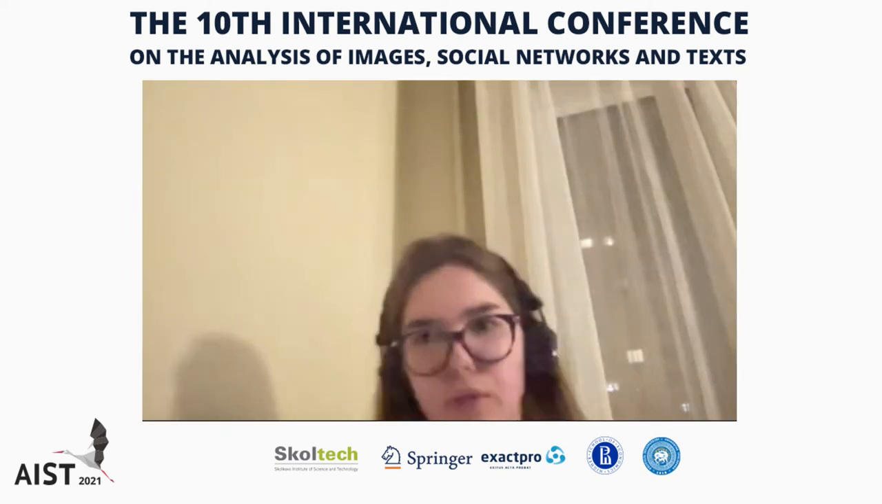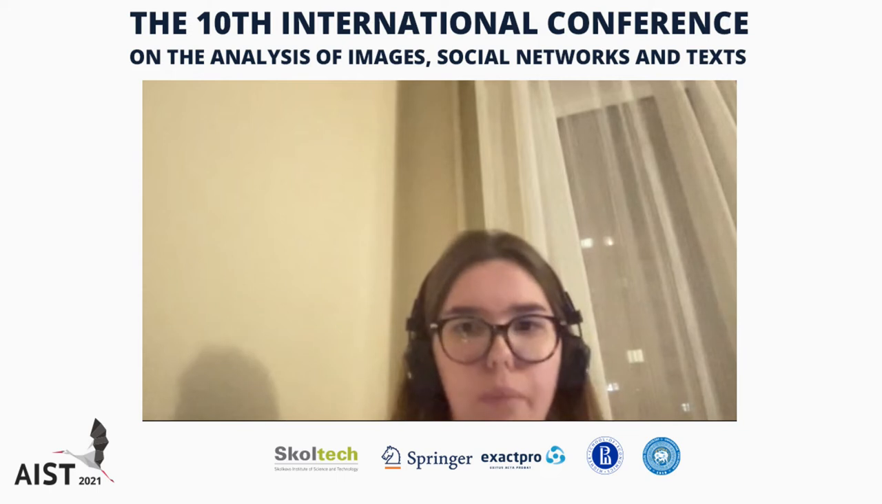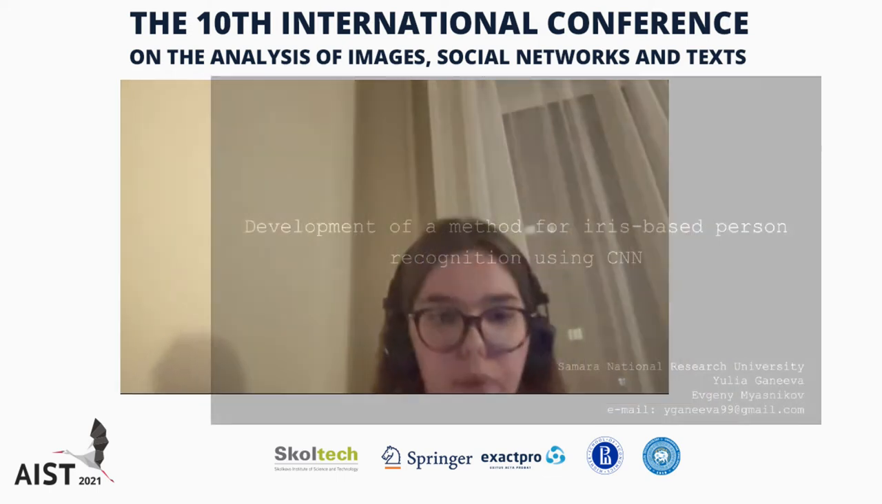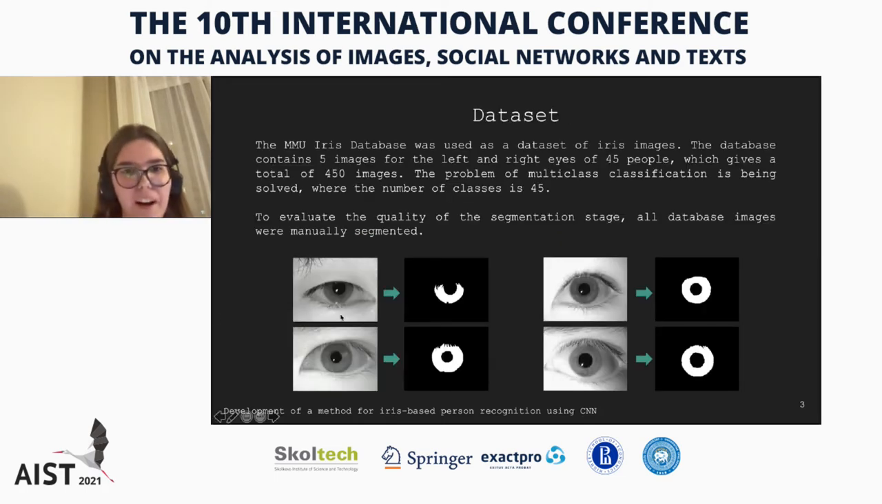Good day, my name is Yulia Ganeeva. Today I want to present my report on the topic of development of a method for iris-based person recognition using a convolutional neural network. Iris identification is one of the most accurate and reliable biometric identification methods, as the iris texture is remarkably stable over time. On this slide, you can see images: this is the sclera, this is the iris, this is the pupil.